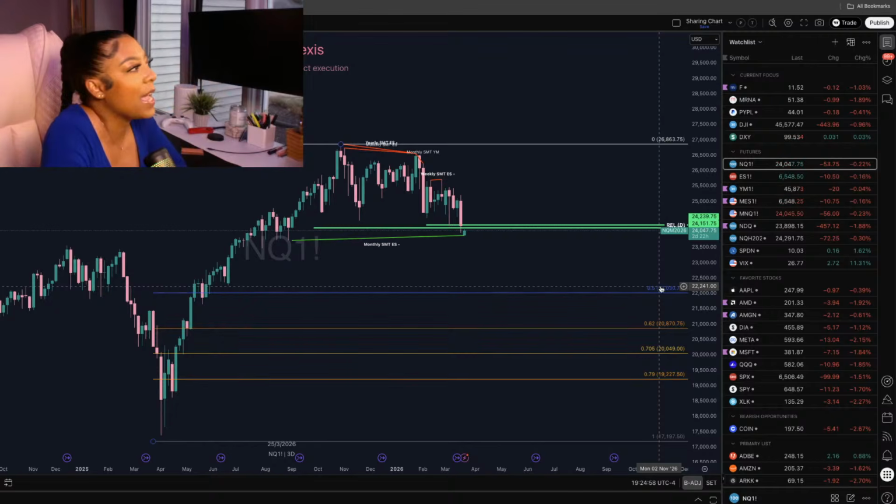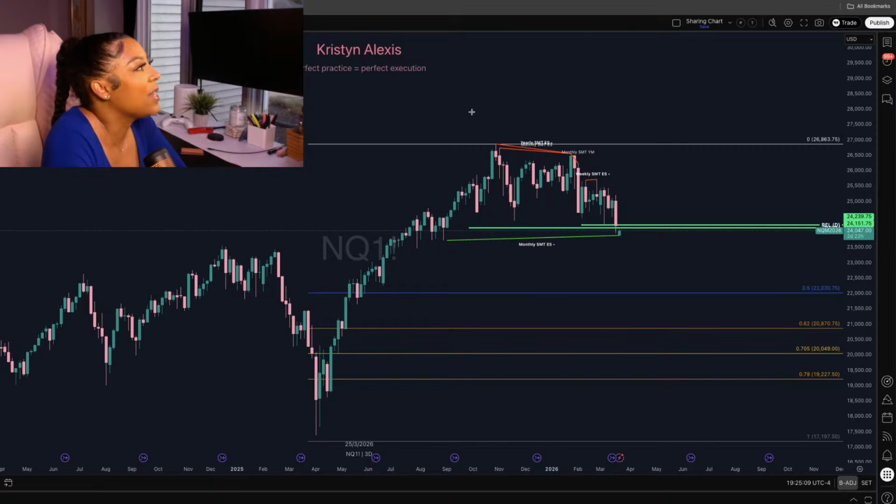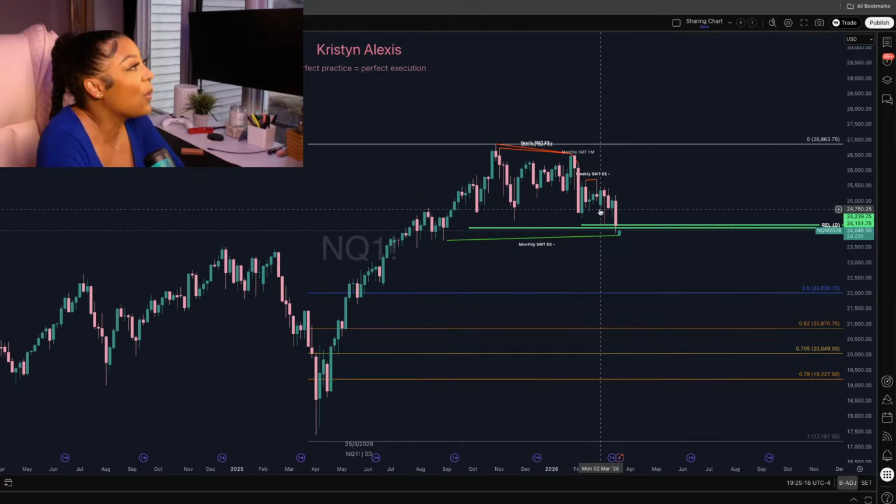That's one of the main reasons, and that's just basic logic: market makers would prefer to go to a discount before being able to participate again. And we have been in distribution for quite some time. This whole consolidation here, we've been in this for a minute, so it just makes sense for it to retrace.